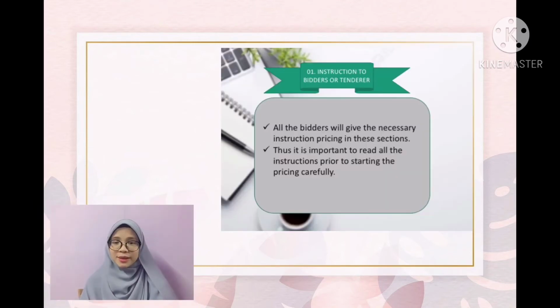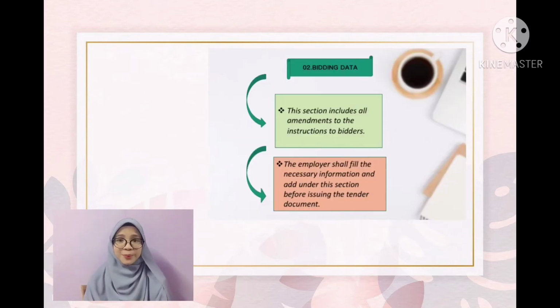The first content, instruction to bidders or tenderers. All the necessary instructions for the bidders will be present in this section. Thus, it is important to read all the instructions carefully prior to starting the pricing. Number 2, bidding data. This section includes all amendments to the instructions to bidders. The employer shall fill in the necessary information and add it under this section before issuing the tender document.